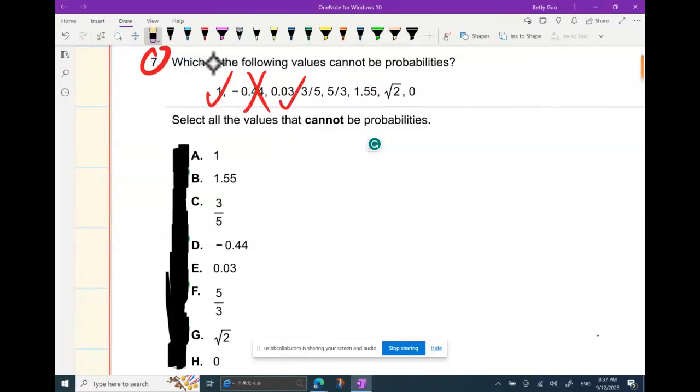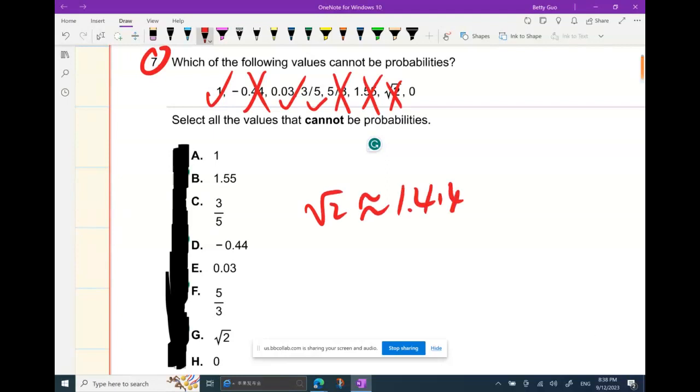Could 3 over 5 be a probability? Could 5 over 3 be a probability? No, 5 over 3 is bigger than 1. Not possible, okay? Could 1.55 be a probability? Too big, bigger than 1. No. Could root 2 be a probability? No, because root 2 is approximately 1.414.